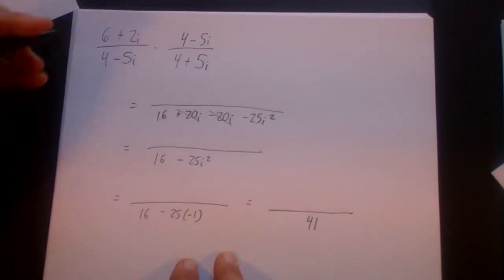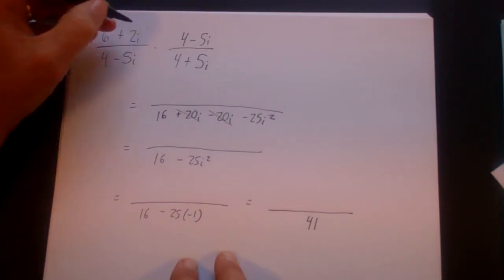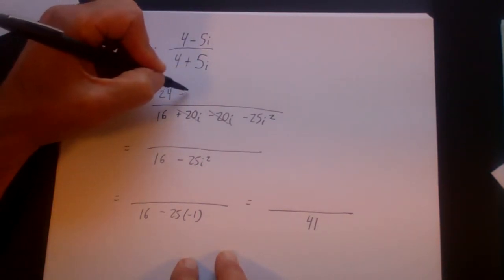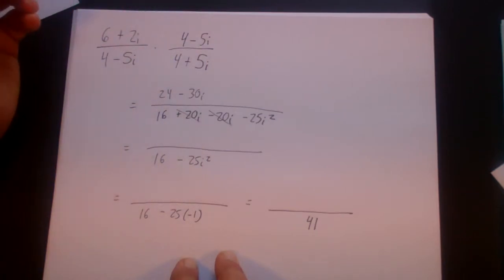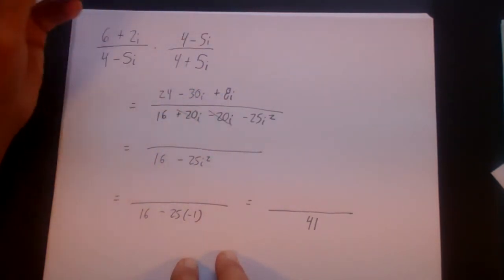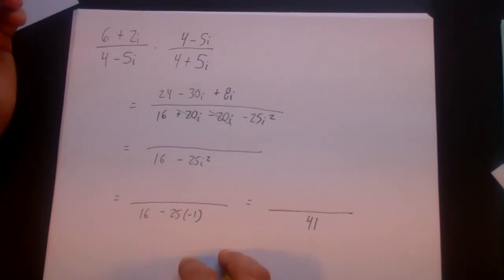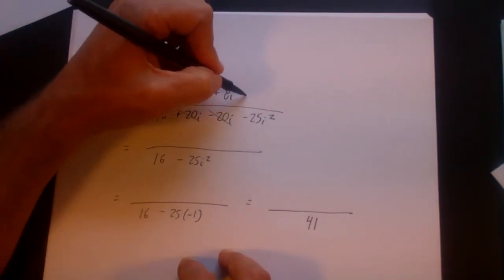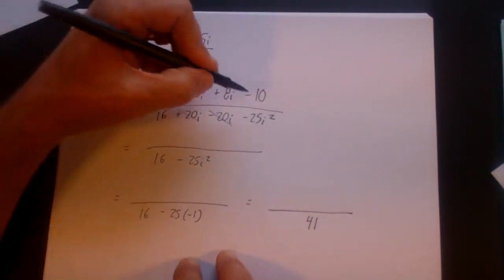Now let's work in the numerator. Again, we have a FOIL problem. It's 6 times 4 is 24. 6 times a negative 5i is a minus 30i. 2i times 4 is a plus 8i. And then 2 times a minus 5 is a minus 10i squared.